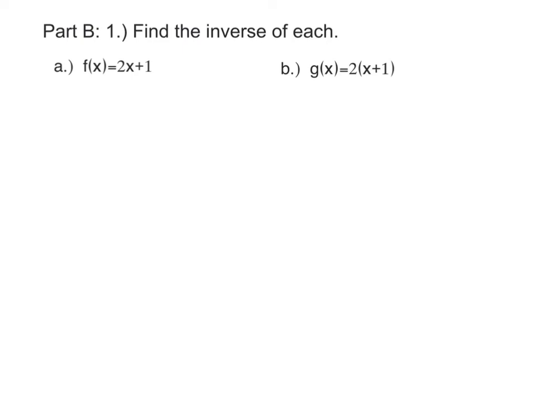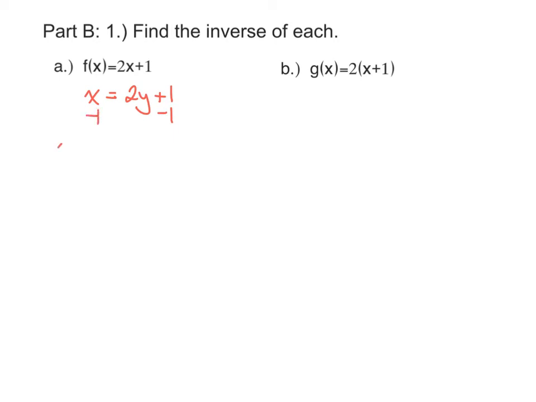When you're asked to find the inverse of a function, the first thing you need to do is switch the x and the y around. Obviously, x is sitting over here, but we have to recognize that f of x is a y. That means when we switch x and y, it's going to be that x is equal to 2y plus 1. Then we solve this for y.